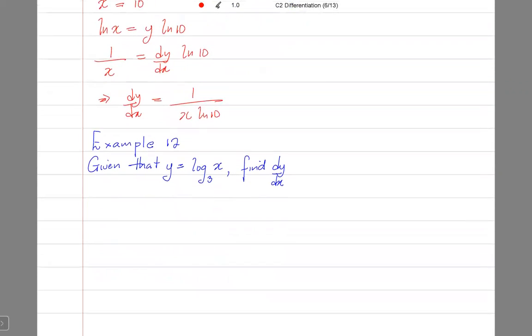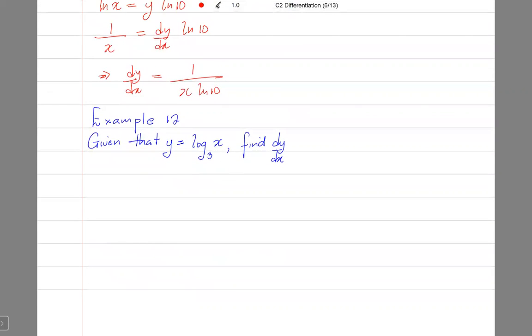All right. Let's just pause the video and let's do this one before we stop the video. All right, so example 12, we have y is equal to log to the base 3 of x. Now we can go from log form to index form. So 3, the base, raised to the power y is equal to the number, which is x.